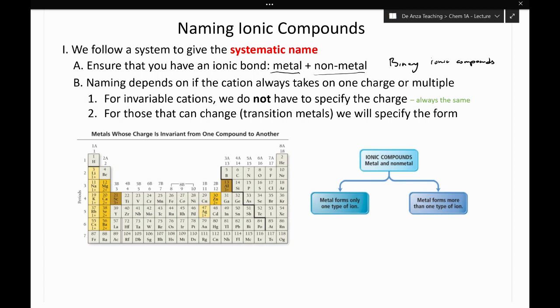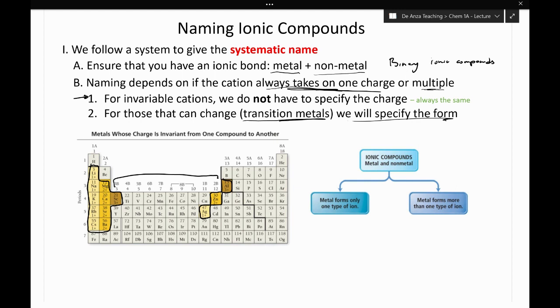Once you verify that you have a metal plus a nonmetal, the way we're going to name things depends on whether your cation always takes on one charge, or can take on multiple. If you have one of the metals that are colored in this periodic table, something from your alkali and alkaline earth metals, plus these three specific ones, silver, zinc, and aluminum, we're going to name using the first way. If instead the metal you have can change charges, the so-called transition metals, everything in this block, columns 3 through 12, then you're going to specify the charge on that metal.